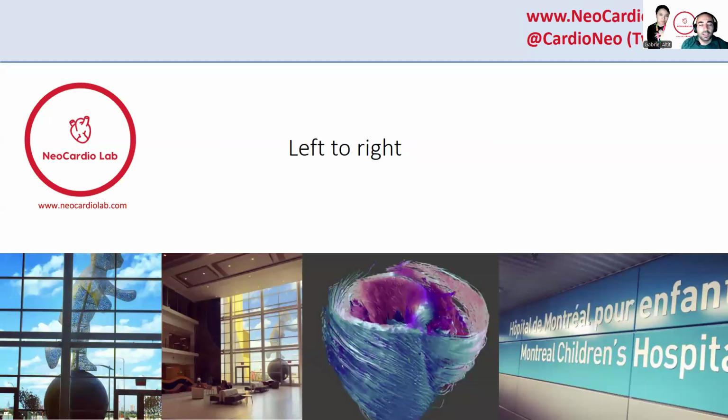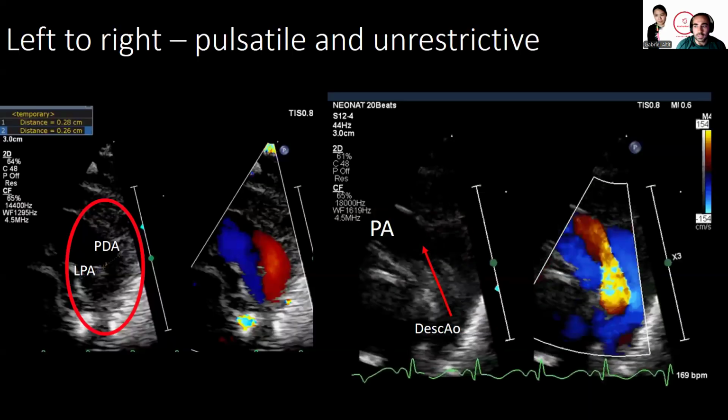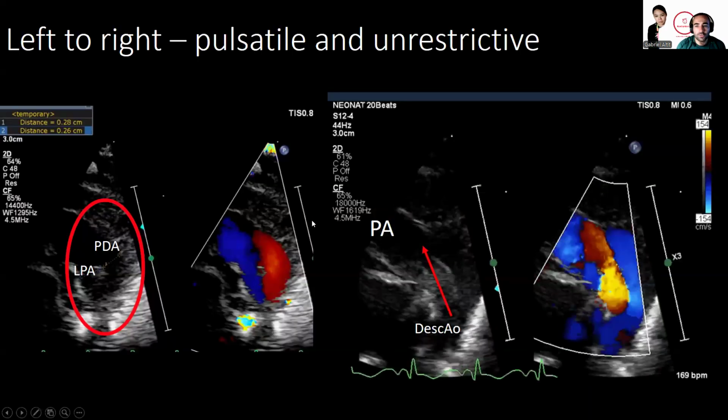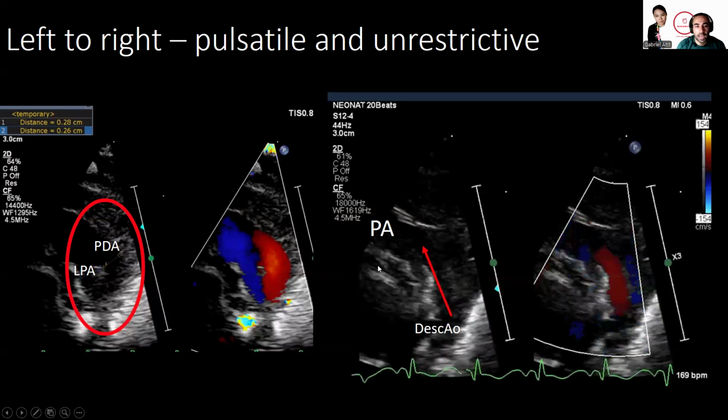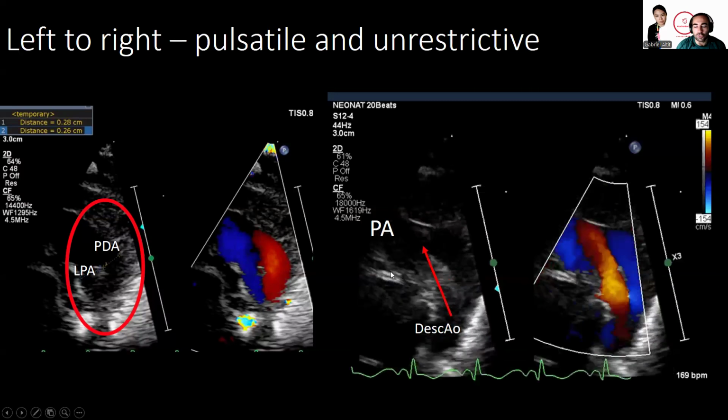I think assessment of the duct is a much more advanced application. I just wanted to show what a left to right shunt looks like. The ductal view is a bit of a modification of the parasternal short axis view, as well as that pants view that I just showed.